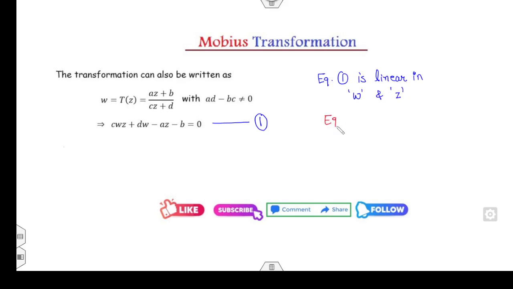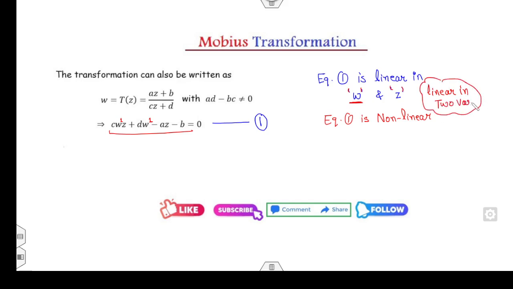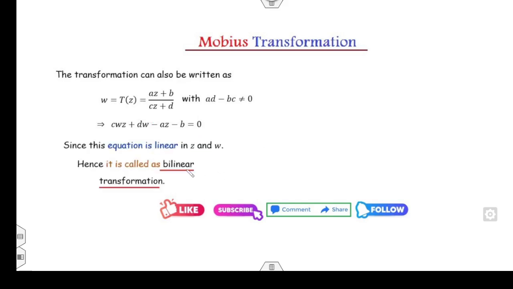But make sure equation number 1 as a whole is non-linear. Degree is 2. But if you look only at the variable W, then you can see that the degree is 1. When you look only at W, then Z is a constant. If you look only at Z, then W is a constant. Now equation number 1 is linear in how many variables? Linear in the two variables. That's why this equation number 1 is called the bilinear transformation.